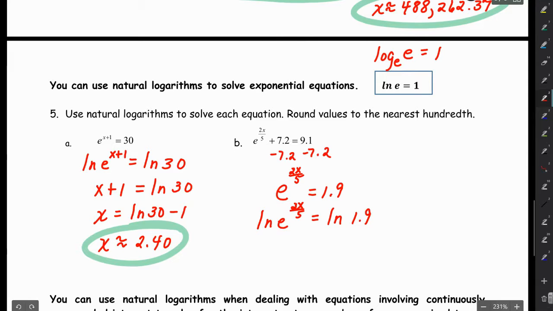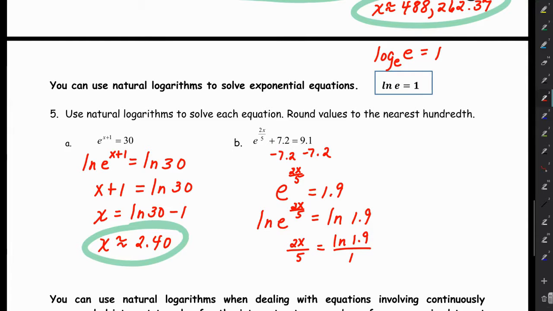The ln of e is just going to be 1, and this part is going to leapfrog to the front. So on the left side of the equation, we have 2x over 5, and on the right side, we still have ln of 1.9. And we'll cross multiply.